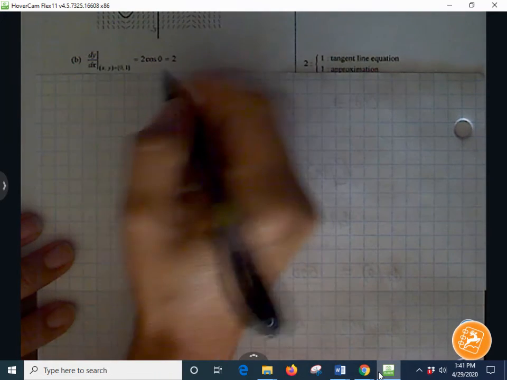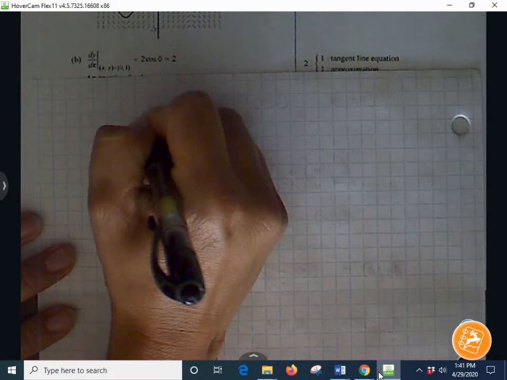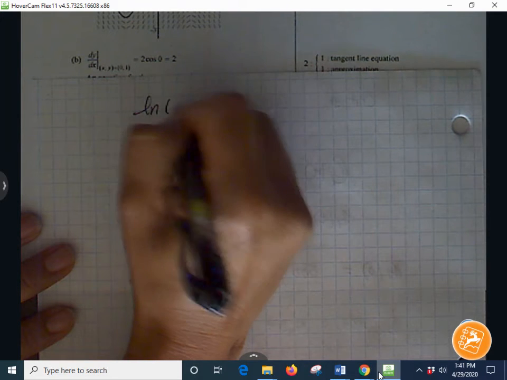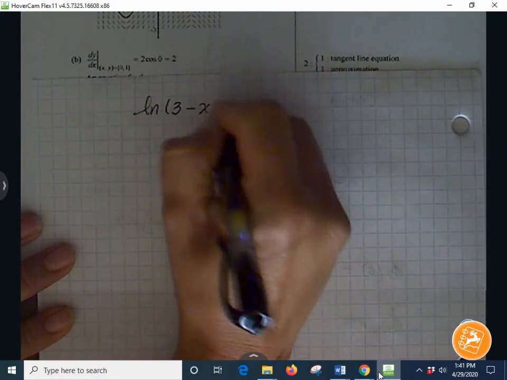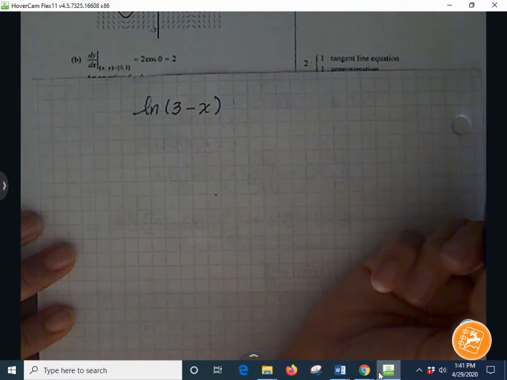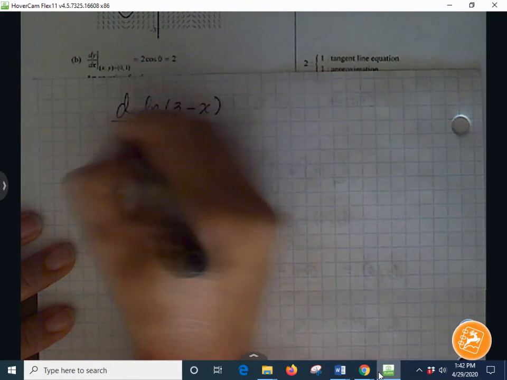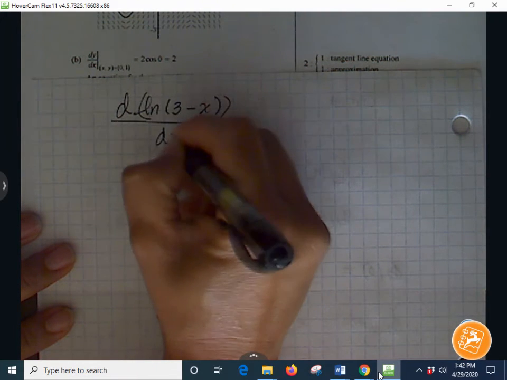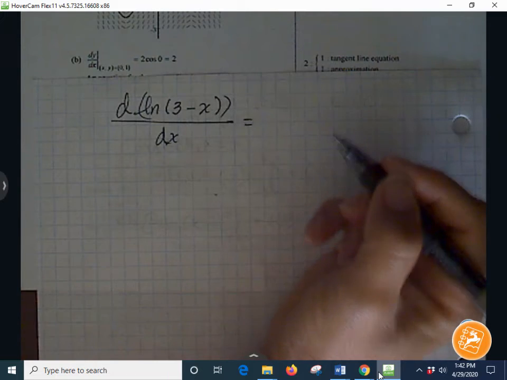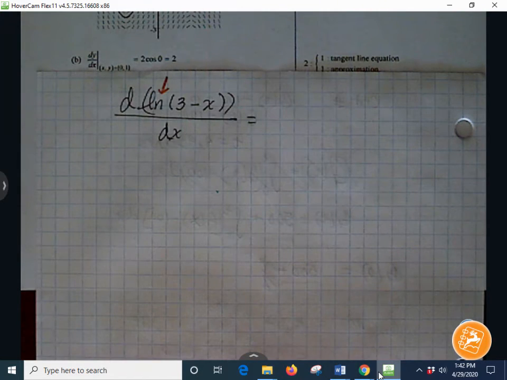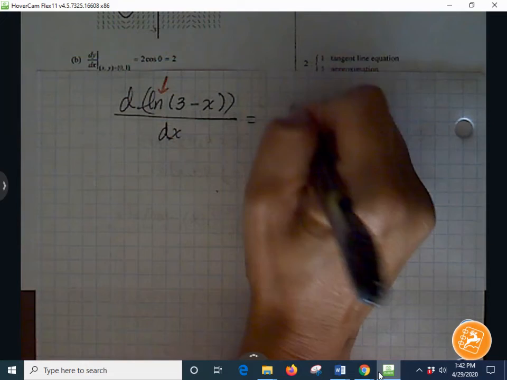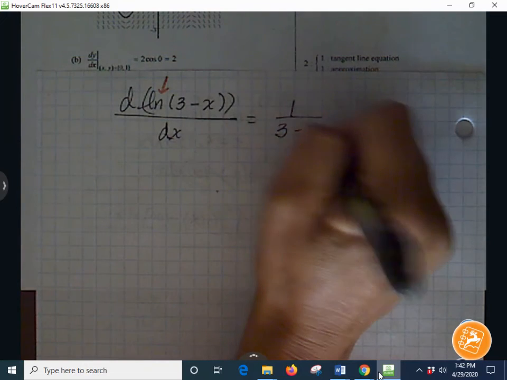First, what I'm going to do is a separate problem. Let's say I have natural log of 3 minus, instead of y, I'm going to do x. 3 minus x. And I want to find the derivative of this with respect to x. So we would do the chain rule, right? We would first start with this guy right there. So I would say 1 over 3 minus x.